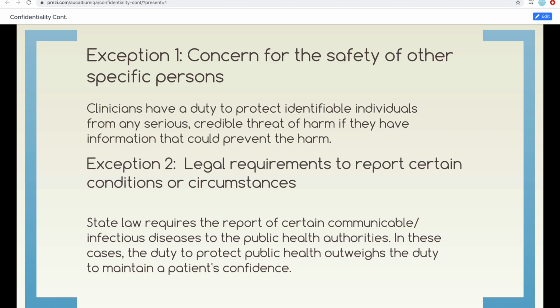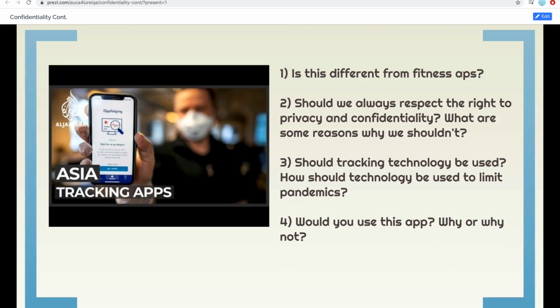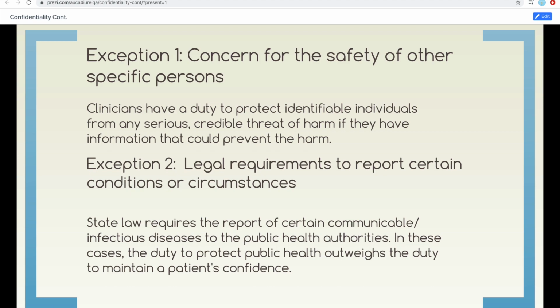So I have a final video, and I will add this one online so that you can watch it. But the government is using, not the US government, I believe other governments around the world are currently using apps to help identify people who potentially could be infected with COVID. Are these apps different from fitness apps? Should we always respect the right to privacy and confidentiality? And what are some reasons why we shouldn't? And how do you weigh in on this exception too?